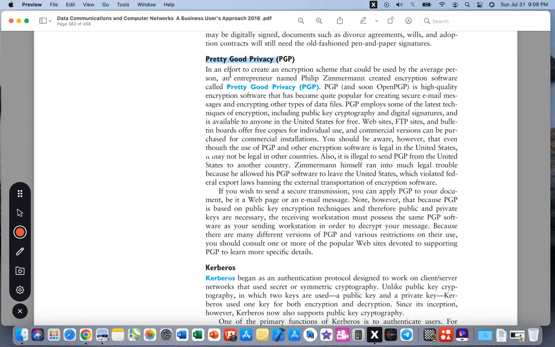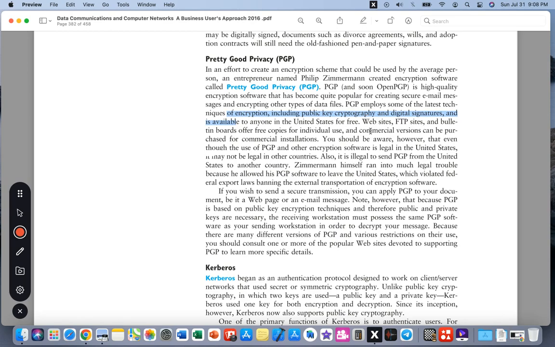PGP, or OpenPGP. In efforts to create an encryption scheme that could be used by the average person, an entrepreneur named Philip Zimmermann created encryption software called Pretty Good Privacy. PGP, or OpenPGP, is high-quality encryption software that has become quite popular for creating secure email messages and encrypting other types of data files. PGP employs some of the latest techniques of encryption, including public key cryptography and digital signatures, and is available to anyone in the US for free.